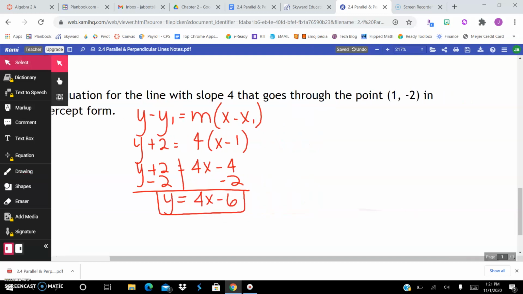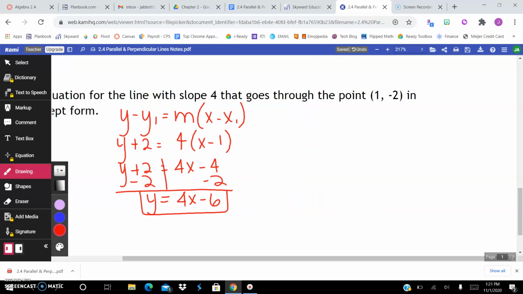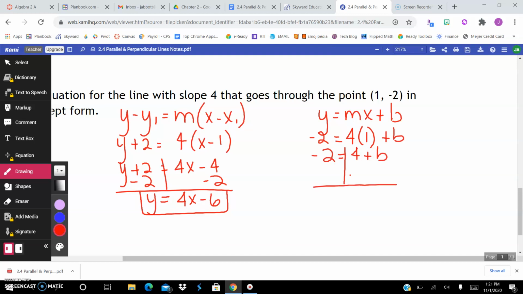Another way we could have done this is we could have gone right to the y equals mx plus b form. Our slope is 4, so we knew this. Our x is 1, and y is -2. So we need to figure out what b is. If I simplify this, 4 times 1 is 4, and then I'm going to subtract 4 from both sides. So that would be -6, and these cancel, so we have b.